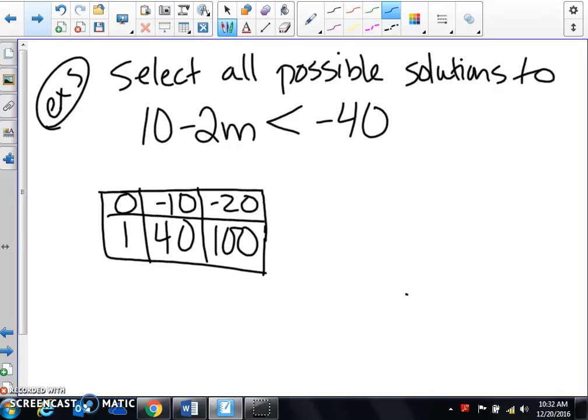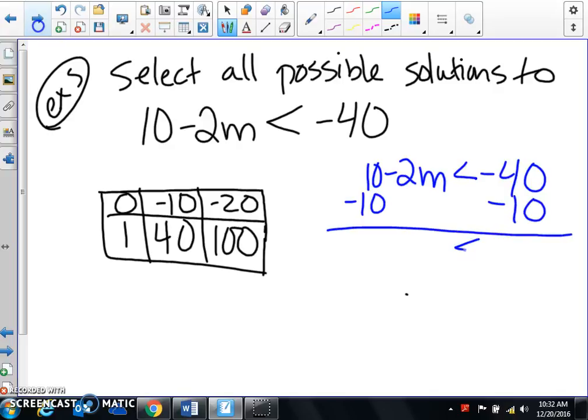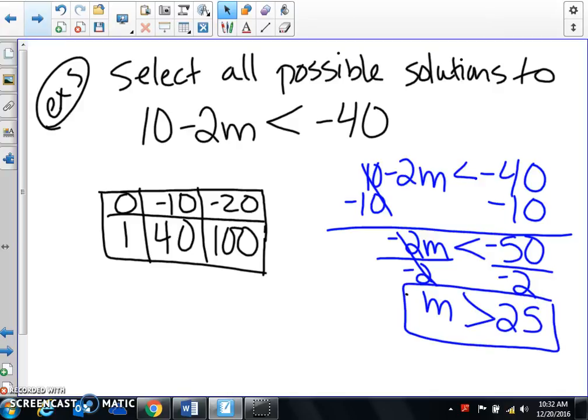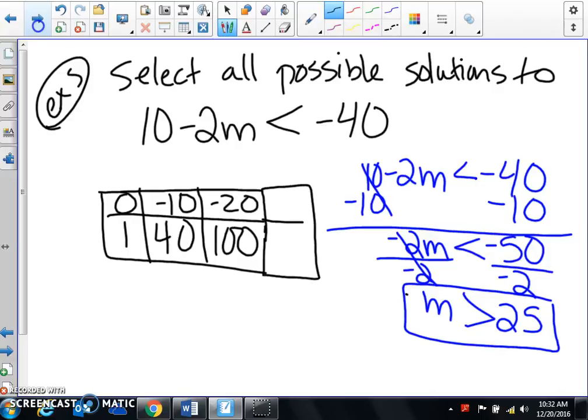Okay. So I would take my inequality up here, and I would just go ahead and solve it. So I subtract 10. I keep. Divide by negative 2. I flip, because I divided by negative. And this is my solution, okay? I know y'all are going to get upset with me, but just bear with me. Add this back on. Miss Beck, are you serious? Yes, I am. I'm sorry. Okay.